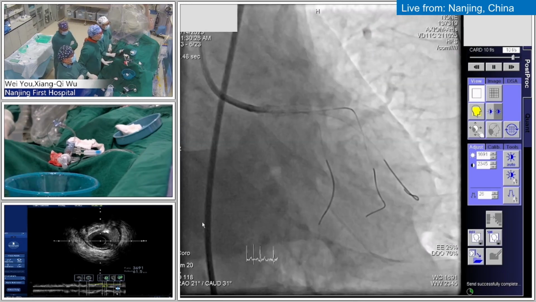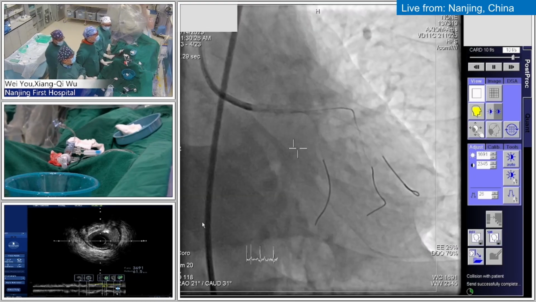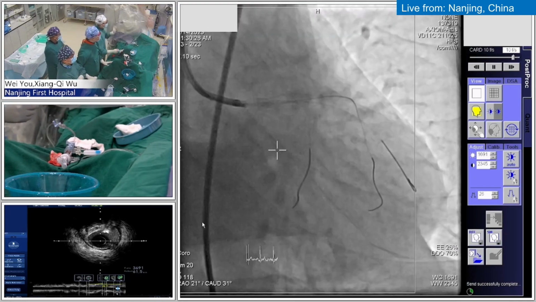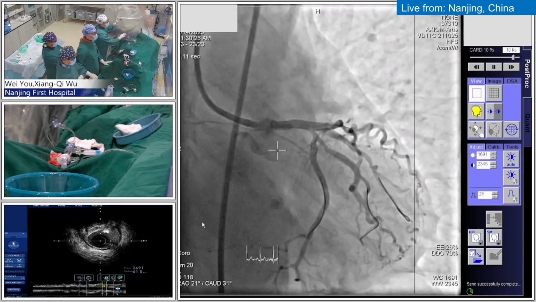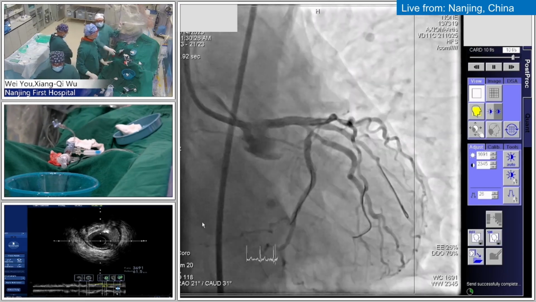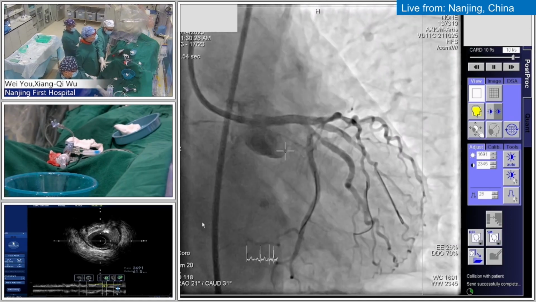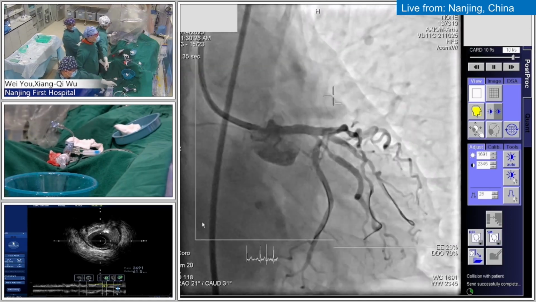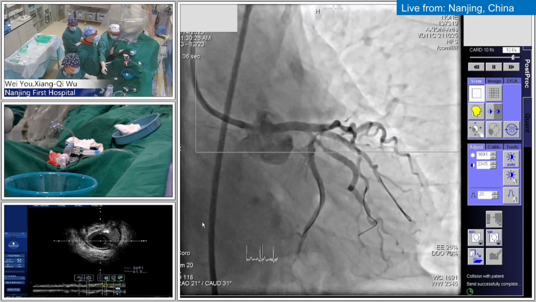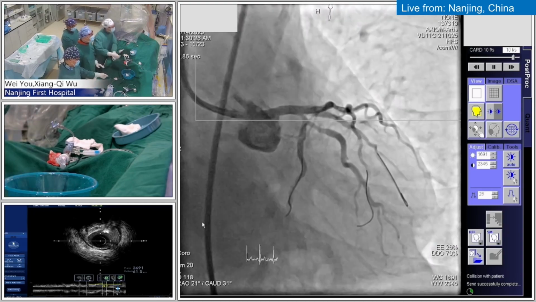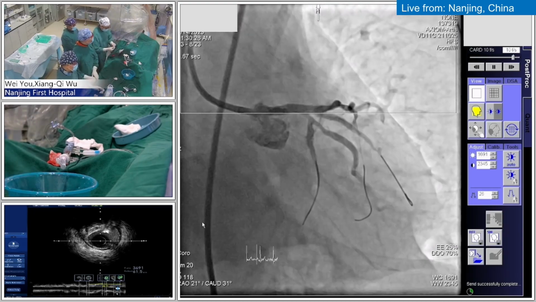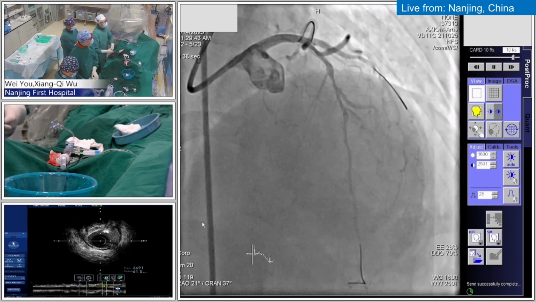Okay, they're all dealing with the bifurcation technique. Give me a 3.5 hyperballoon, 36.5. I just want to post dilate the LAD segment stent. Okay. Previous view please. Previous view, IO view. Yeah.